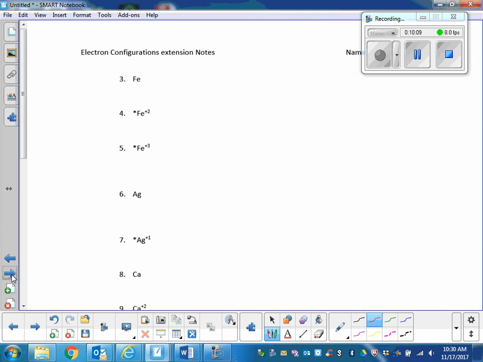So what is iron's electron configuration? 1s2, 2s2, 2p6, 3s2, 3p6, 4s2, 3d what? You know this off the top of your head? What is iron, guys? 3d6? Okay. Now you are trying to remove 2 electrons from iron. Alright? Which 2 electrons will you remove?